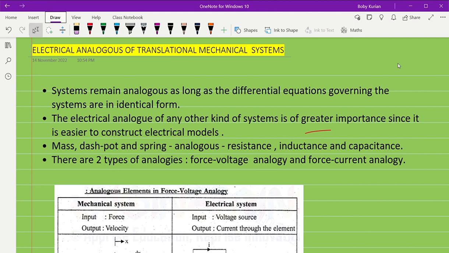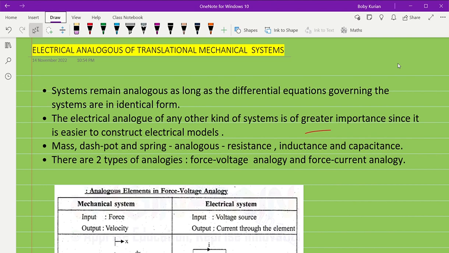Dear students, welcome back. Our new topic is electrical analogous of translational mechanical systems. Now the systems remain analogous as long as the differential equations governing the systems are in identical form. So that means we can convert an electrical system into the corresponding mechanical system, or a mechanical system into an electrical system. Most of the time we convert the systems into electrical systems because electrical systems are very easy to analyze.